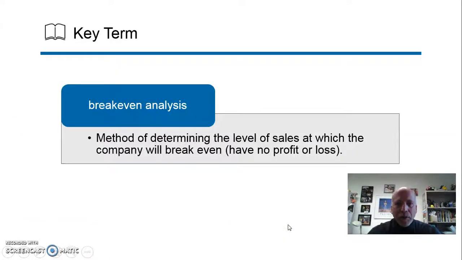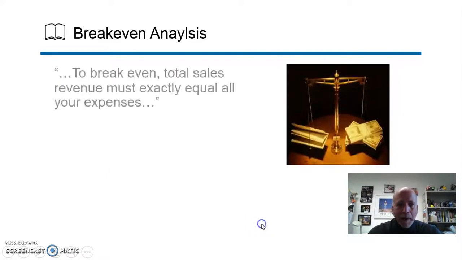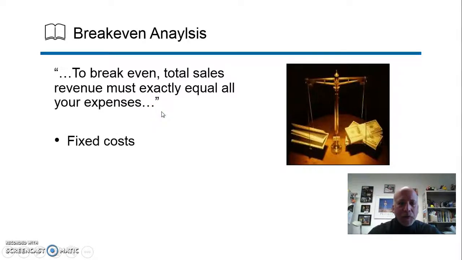So a second key term is break-even analysis, and this is a way to determine how many sales I need to make to break even. And so to break even, I have to know exactly all my expenses, and as I alluded to a little earlier, we have what's called fixed costs. Those are costs that I'm required to pay regardless of how many units I sell.